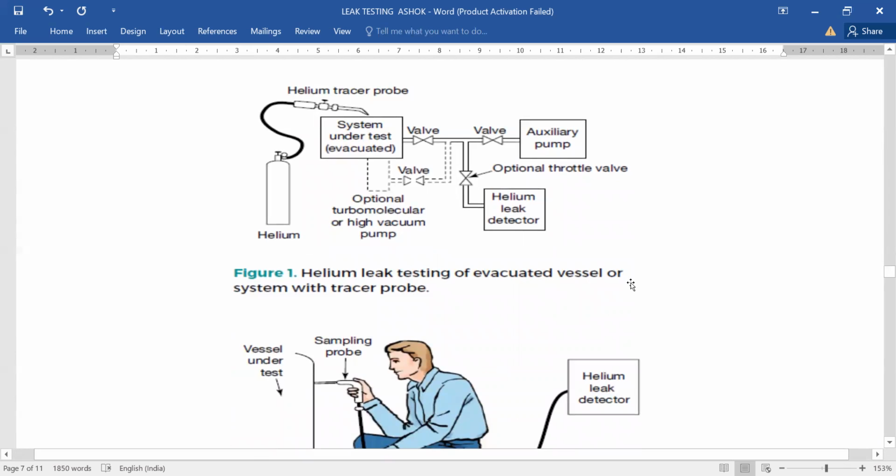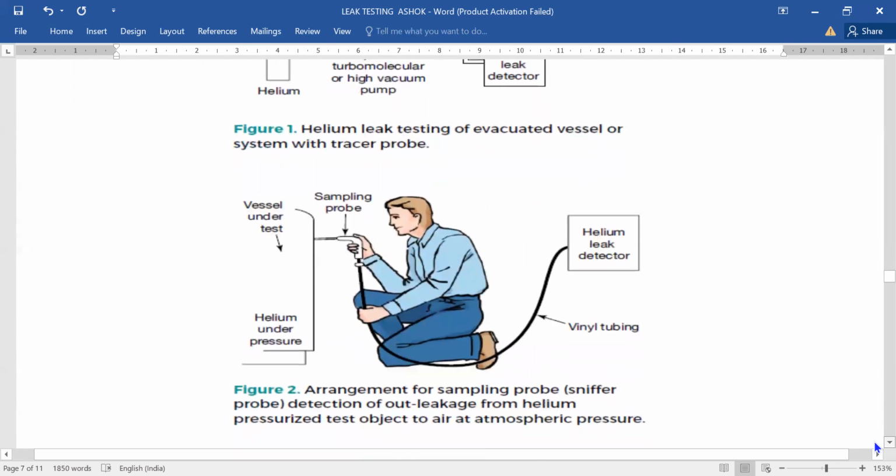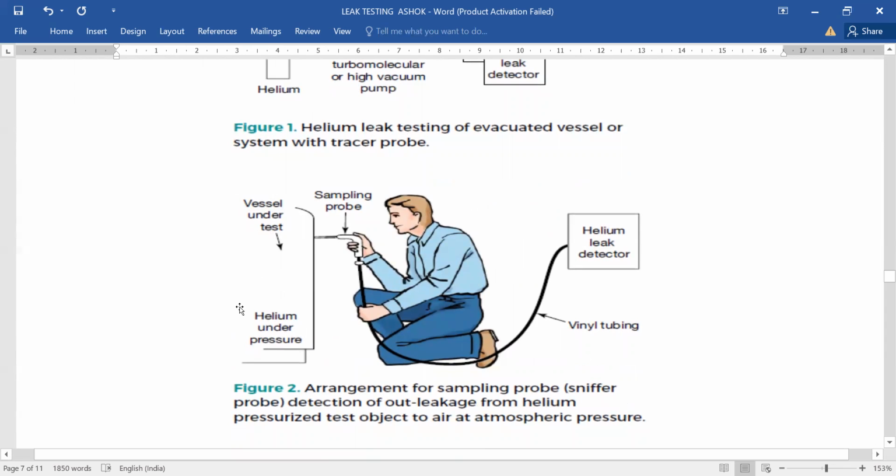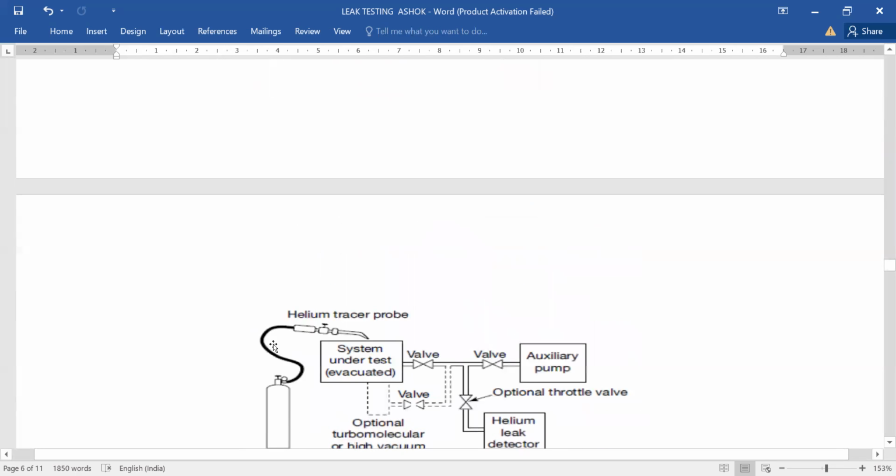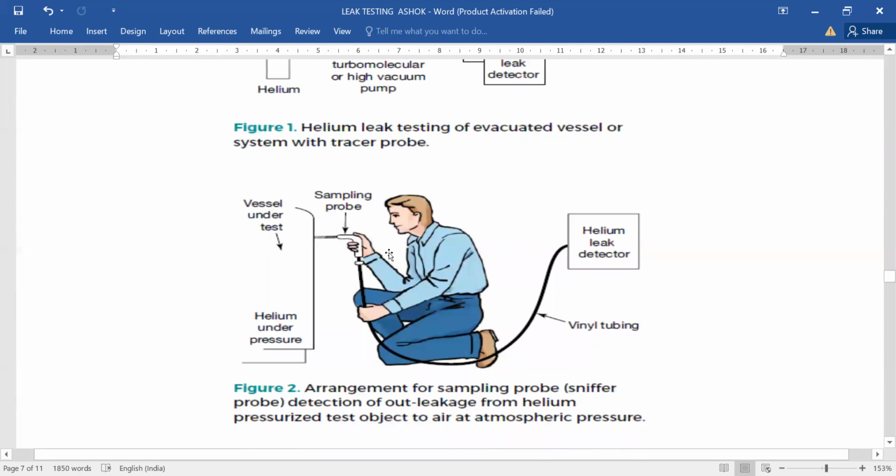Helium leak testing of an evacuated vessel or system with tracer probe. This is the vessel under test, helium under pressure, arrangement for sampling probe, sniffer probe. Sniffer means it is pressurized, with helium under pressure inside the tank. Here, vacuum inside the tank. You are supplying from an outside cylinder. Here you are sniffing it, meaning it is directly combined with a helium leak detector. So this is called sniffer.